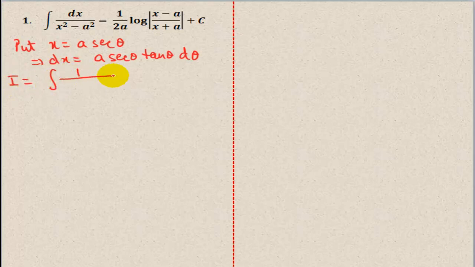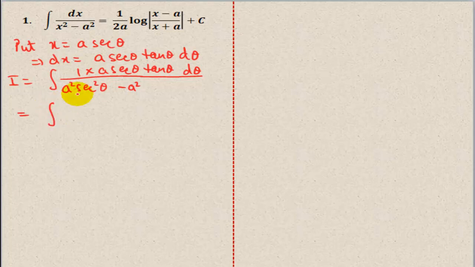So it will be 1 over, because we are replacing x by a sec theta, a square sec square theta, then minus a square. What about dx? dx is a sec theta tan theta d theta. Later on, when you will come across another method of integration, that is integration by partial fractions, you will learn an alternative method of deriving it. In fact, easier and simpler than this. For the time being, let us evaluate this now.